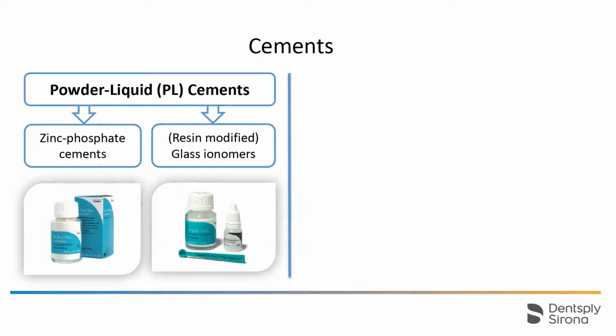Basically, a differentiation is made between powder liquid cements and modern resin cements. Conventional powder liquid cements are mixed manually. Examples include zinc phosphate cements, such as the Dentsply Sirona product D-Tray Zinc, or also glass ionomer cements, such as Aquacem. Conventional powder liquid cements set purely chemically. Furthermore, there are some powder liquid cements that also have an additional resin component and not only set chemically, but can also be light cured.